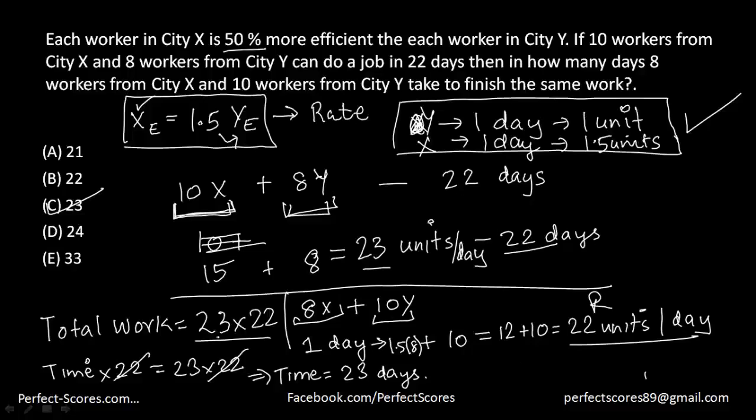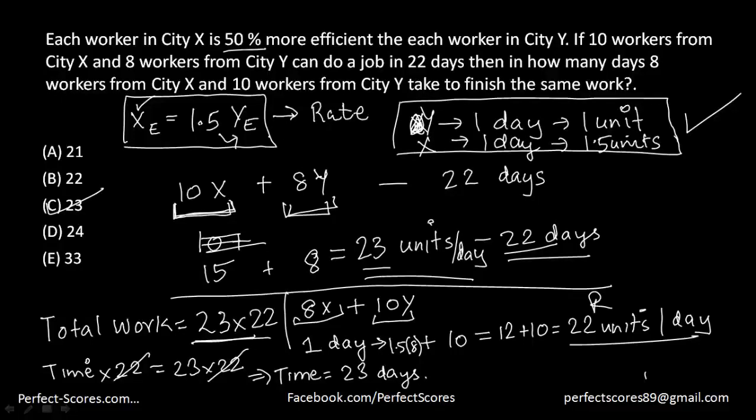So the total work they finished. So 8 workers from city Y finished 8 units, and 10 workers from city X finished 15 units. They totally finished 23 units every day, and they worked for 22 days. That means the total work is equal to 23 into 22.